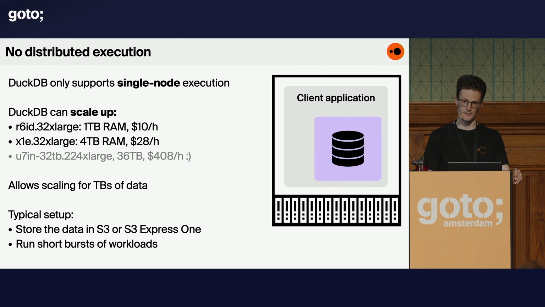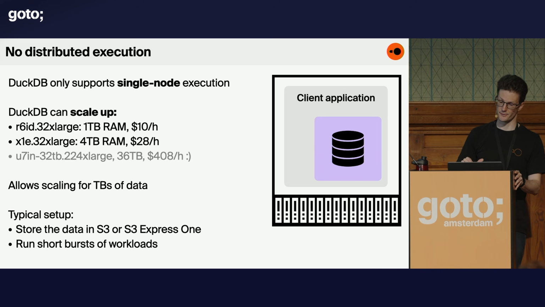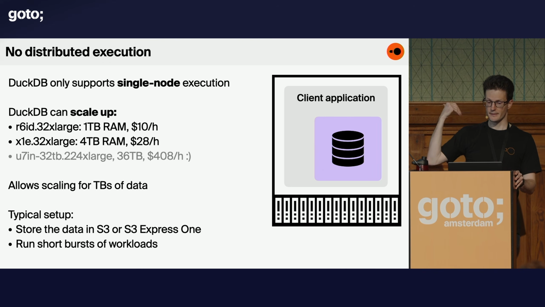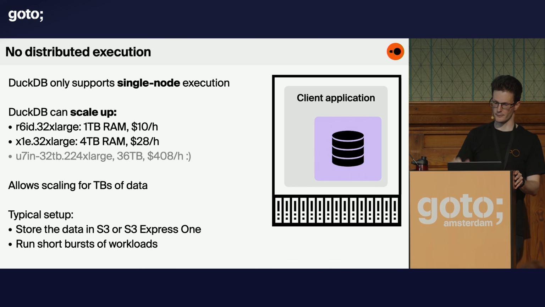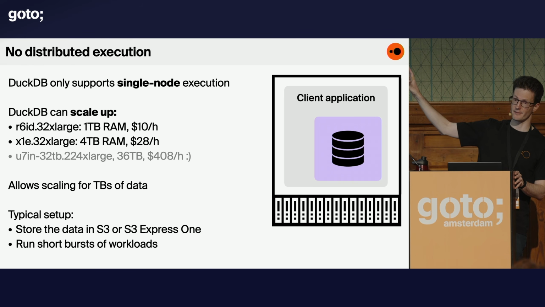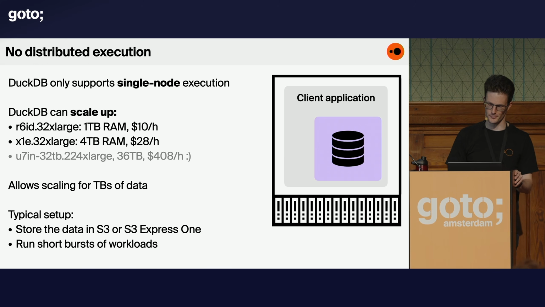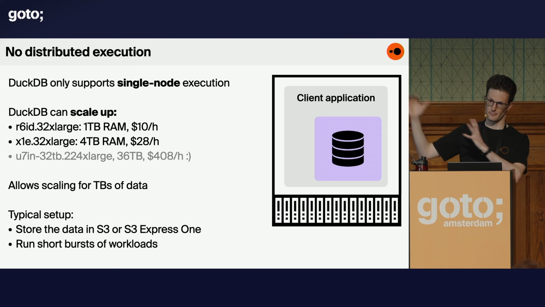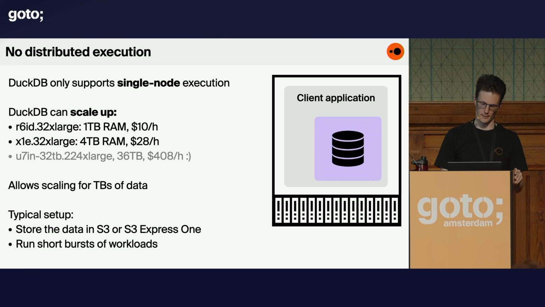And the second is that DuckDB is limited to single node execution. DuckDB can scale up, and the cloud has come a long way in the last couple of years. You can rent machines up to 36 terabytes, although the pricing is a bit of a joke, so I just put that in gray. But you can easily get enough memory and enough CPUs if you want to go back to big iron style processing in the cloud.